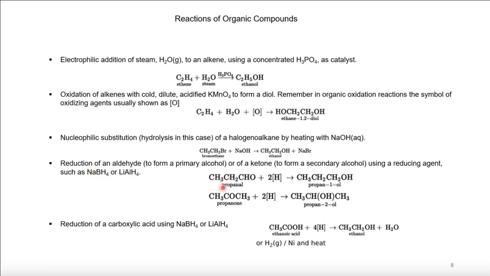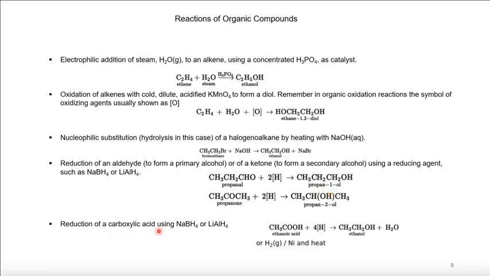So we have propanal, an aldehyde, and we reduce this and we get propan-1-ol, a primary alcohol, you see. And then propanone, this is a ketone. From a ketone, when we reduce, we get a secondary alcohol. The hydroxyl is attached to this carbon atom, and therefore it's a secondary alcohol.